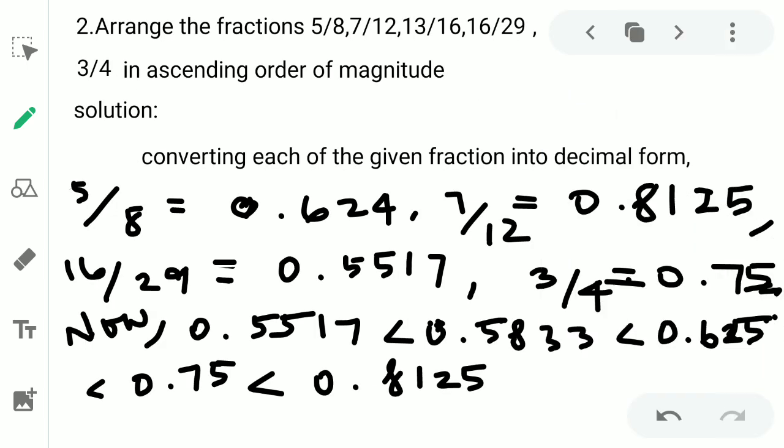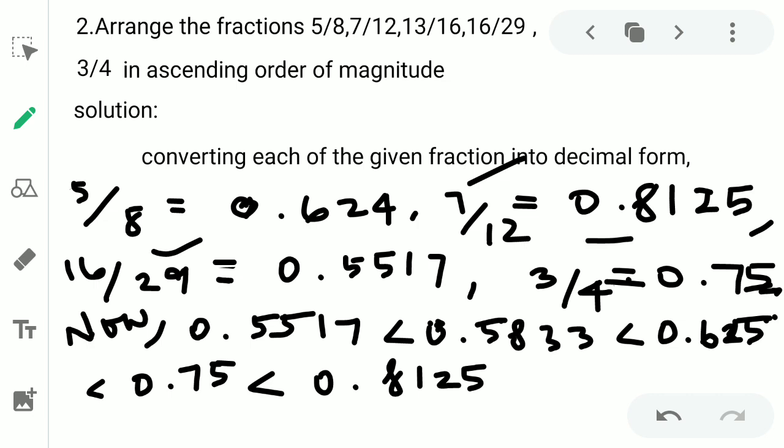Moving to the second one, arrange the fractions 5 by 8, 7 by 12, 13 by 16, 16 by 29, 3 by 4 in ascending order of magnitude. Converting each of the given fractions into decimal form, when I divide 5 by 8, you will get 0.625. When I divide 7 by 12, you will get 0.5833. 13 by 16 gives 0.8125. When I divide 16 by 29, you will get 0.5517, and 3 by 4 is 0.75.